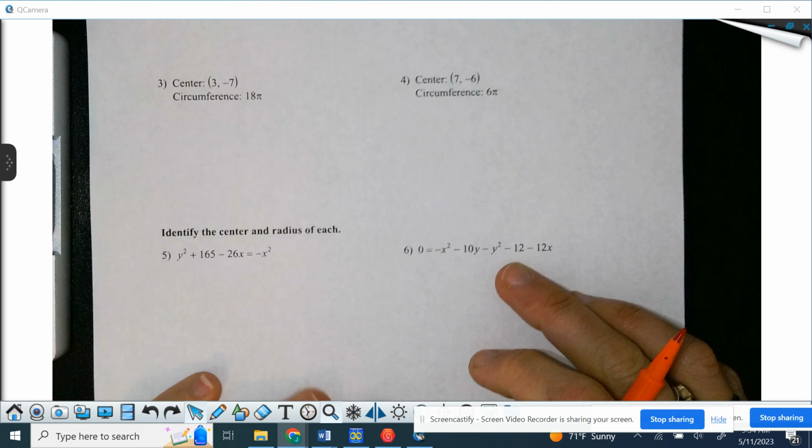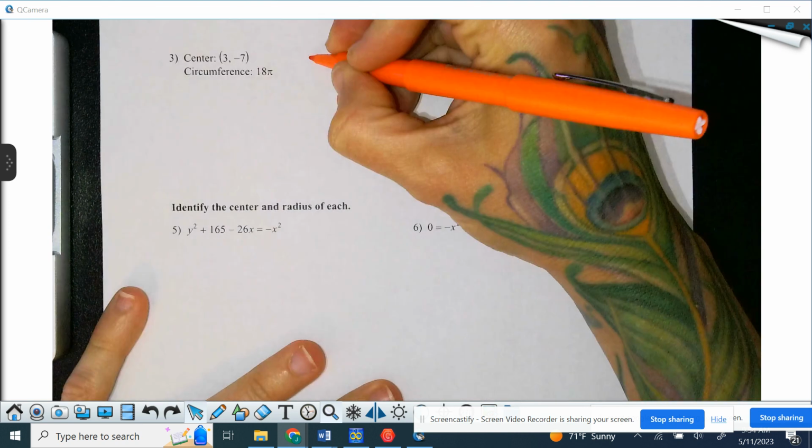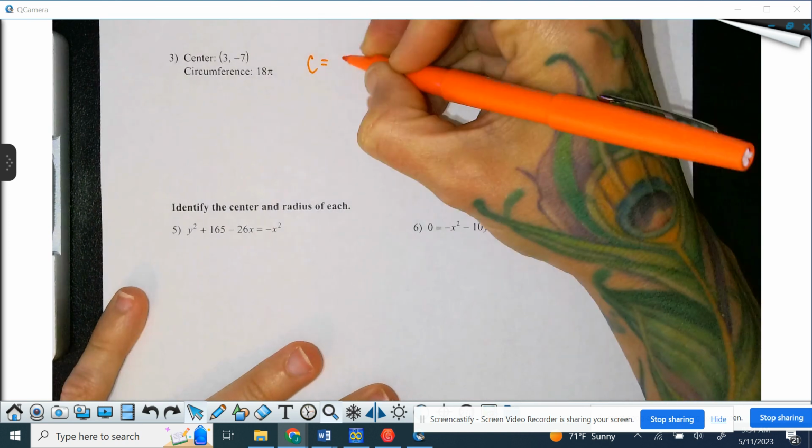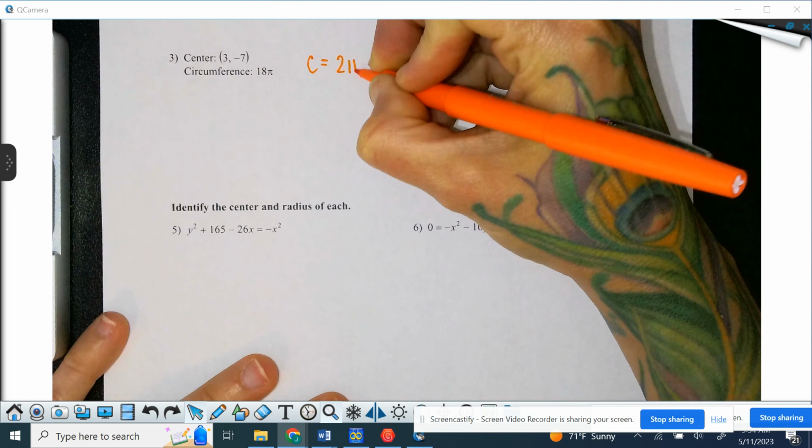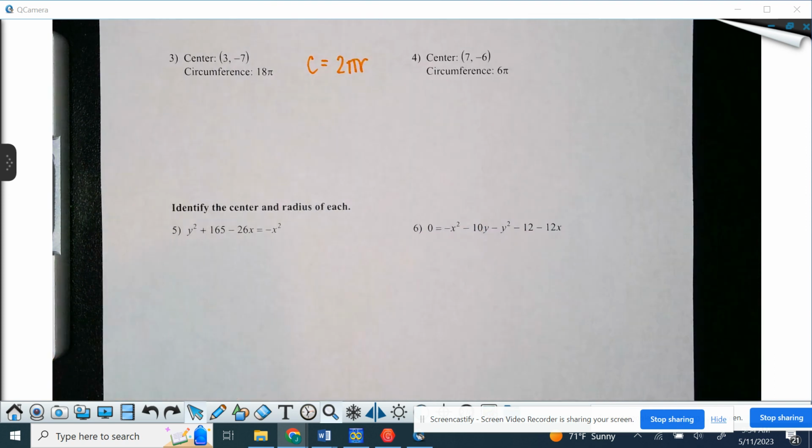So circumference is 2 pi r. Some teachers teach it as pi diameter. I don't hate it. The logic is there, but then you have to think through. And if that's the way you have it memorized, I'm not trying to unmemorize. But if you don't have one memorized at all, I go with 2 pi r because what you need is radius. So the circumference is 18 pi.